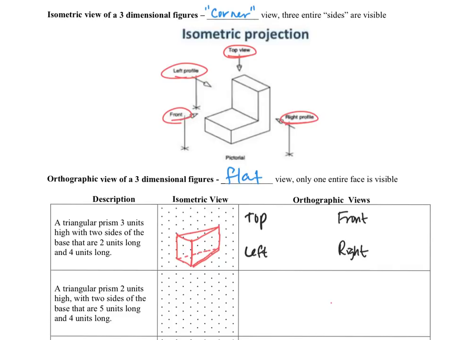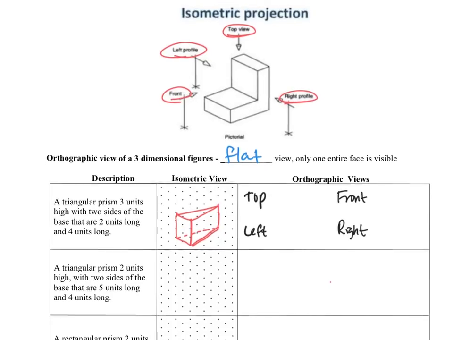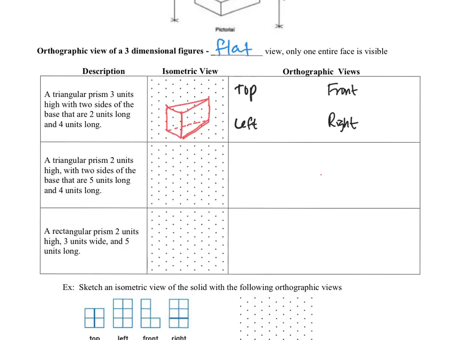Okay, so imagine that you were a bird and you were flying above this triangular prism. If you were looking straight down on this, you would just see this triangular top. So let's go ahead and draw that, and we're going to label it as well. The top would be a triangle. One side measures 2 units, one side measures 4 units, and we don't know the length of that side.